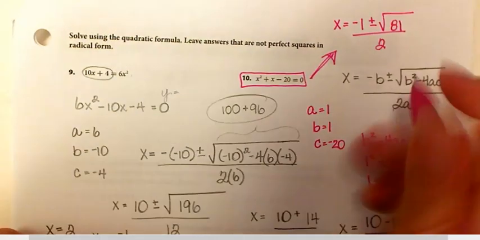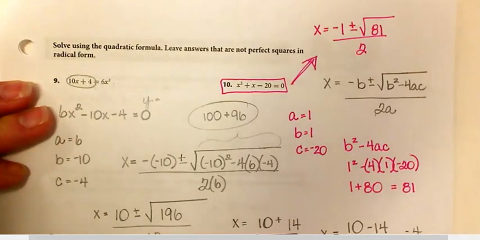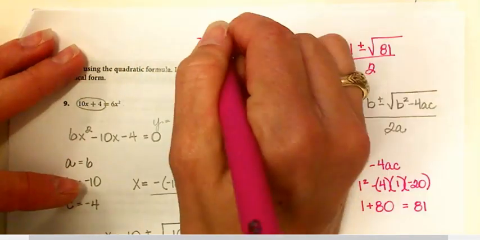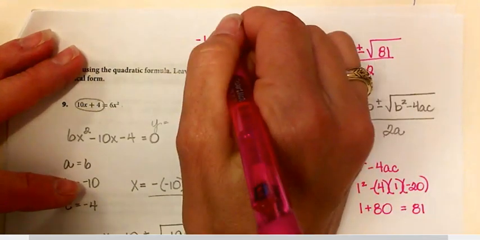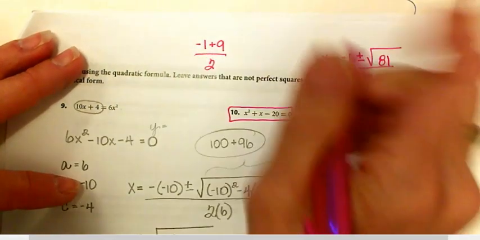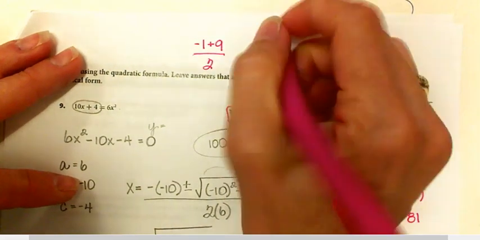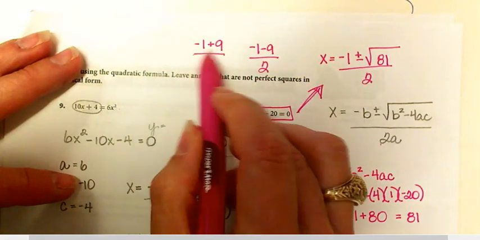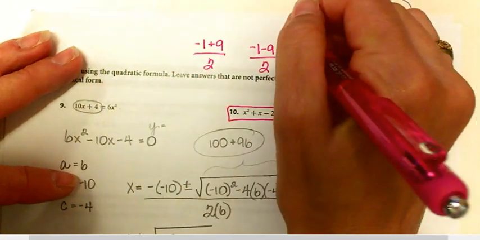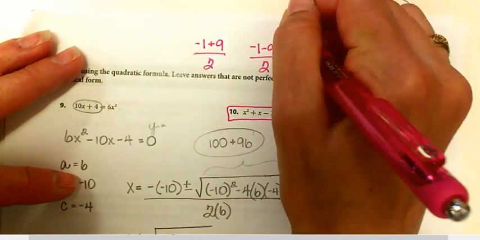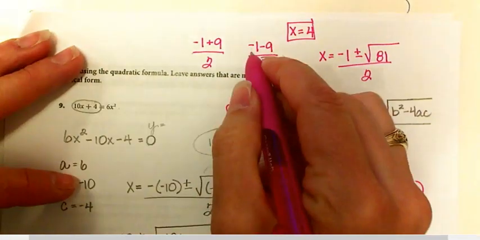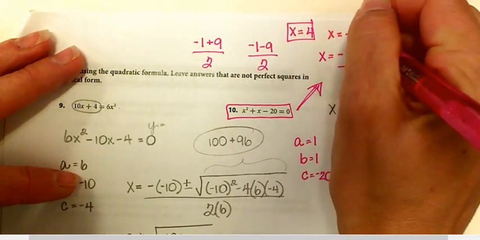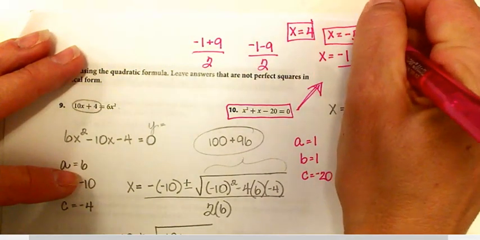Okay, so again, I kind of hogged some paper, so y'all do however, wherever you've got room. This is going to be negative 1 plus, what's the square root of 81? 9 over 2. And the other one is going to be negative 1 minus the square root of 81, which is negative 9 over 2. So negative 1 plus 9 is 8. 8 divided by 2. One of my solutions is 4. And the other one, negative 1 minus 9, that's negative 10 divided by 2. The other one is negative 5. That one wasn't too bad.